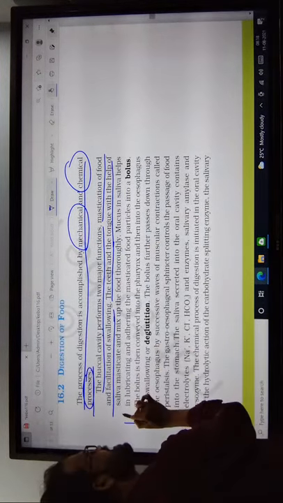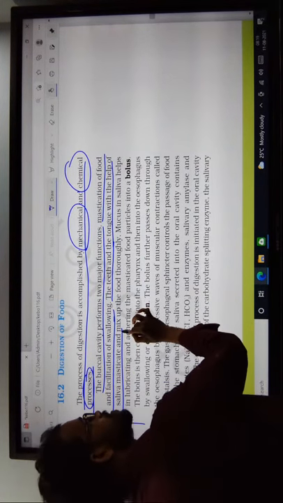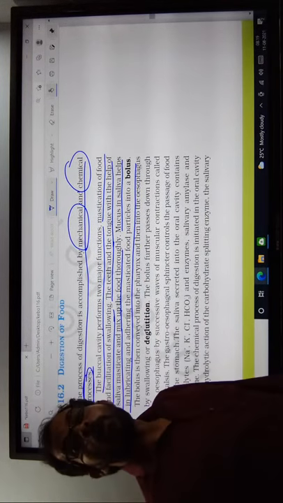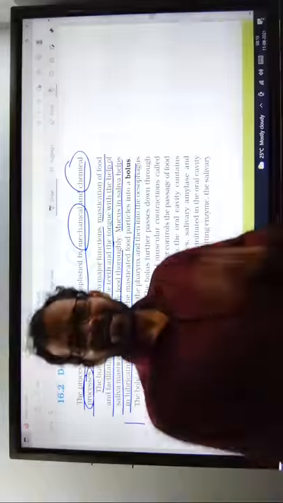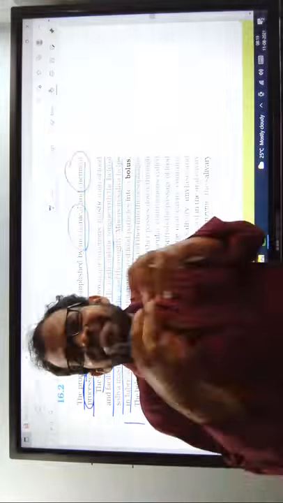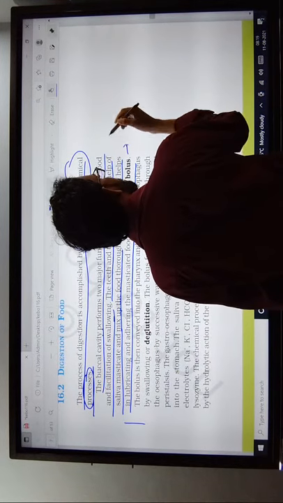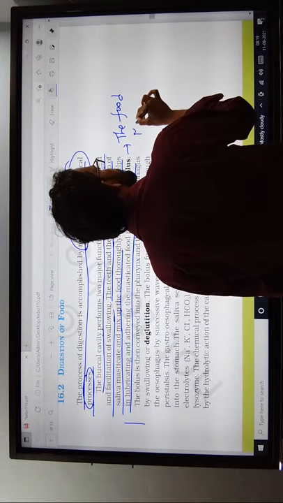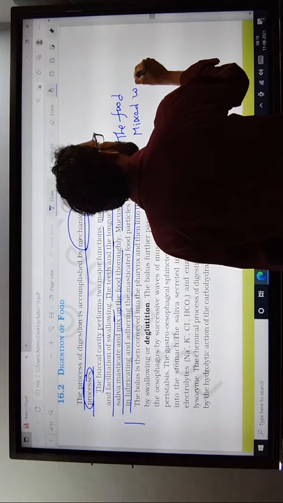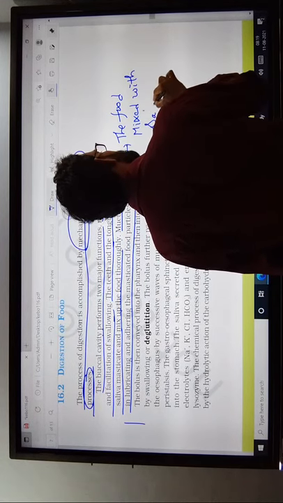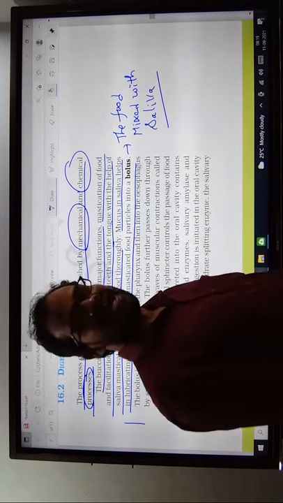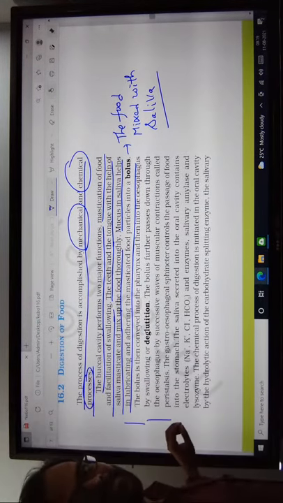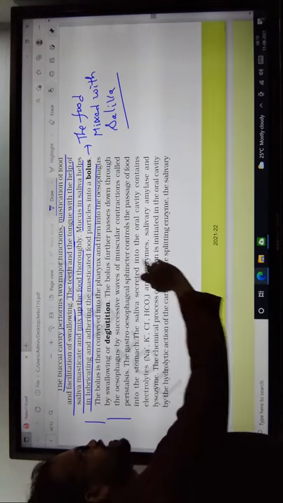The teeth and tongue, with the help of the saliva, mix the food with the saliva. The food is mixed with mucus and saliva, lubricated, and this is called a bolus. What is it? Bolus. Bolus is nothing but the food mixed with saliva, and it takes place in the buccal cavity.